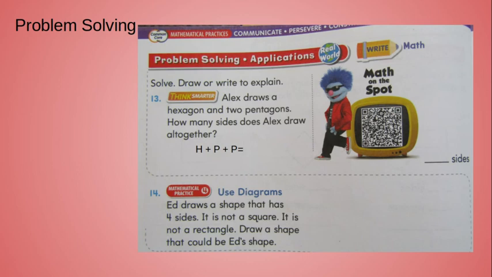Well, how many sides does a hexagon have? 6. How many sides does a pentagon have? If you're not sure, you better look back. 5. So my number sentence would actually be 6 plus 5 plus 5. That's all of the sides in each of those shapes. And when I add them together, I'll find my answer.